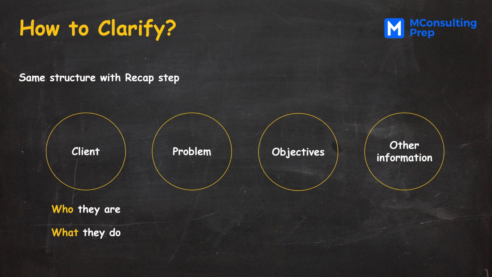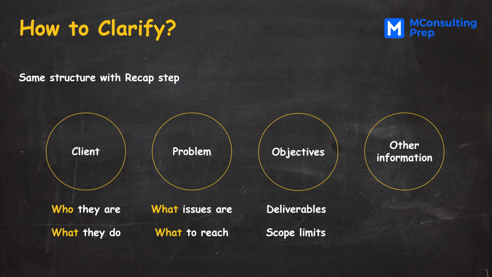Secondly, the problem. This is where you find out what issue the client is facing and what is the objective they want to reach. How do you quantify each of them? What's the timeline? Thirdly, the objective, or more precisely, the kind of deliverables the client would receive. Are there any scope limits? Are we doing a diagnosis or a strategy recommendation? Finally, the other bucket. Each case likely has something special for you to discover. Perhaps there are regulations to worry about. Perhaps there are stakeholders you should be mindful of.